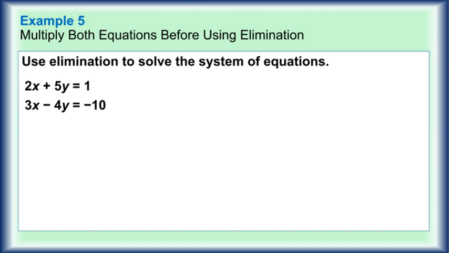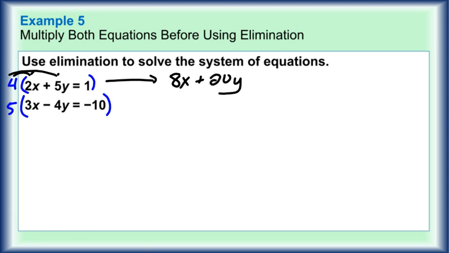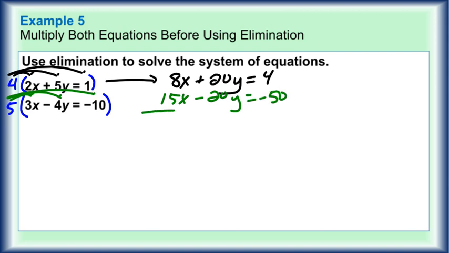Next, use elimination here. I can see that my y's have opposite signs. So I'm going to eliminate my y's here, but I need them to have the same coefficient with opposite signs. So the least common multiple of 5 and 4 is 20. If I multiply this top one by 4 and this bottom one by 5, I can now eliminate my y's. Distribute, this will give us 8x plus 20y equals 4, and this one would give us 15x minus 20y equals negative 50. Now I can add straight down, and this gives me 23x equaling a negative 46.